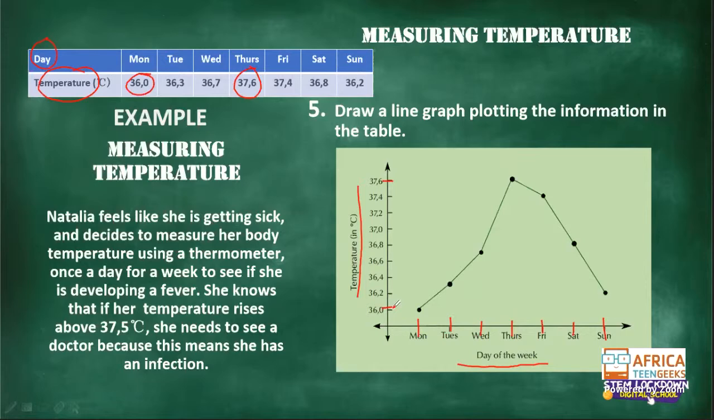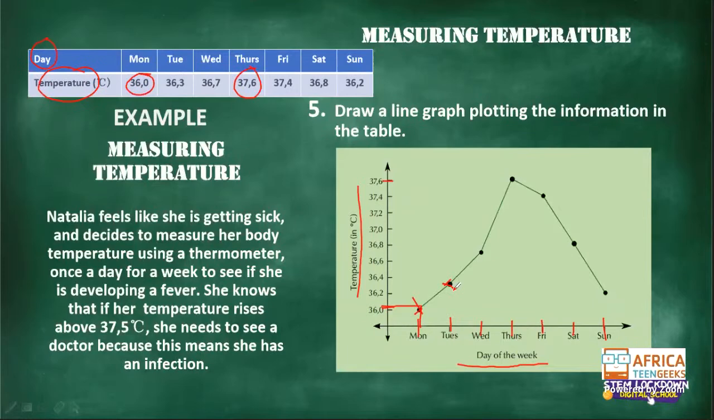So Monday, we check Monday and 36. And where they meet, we will make our mark. Then we will do the same for Tuesday, 36.3. And remember, to make it easier on yourself, you can see our temperature goes up in 2 degrees. Because if we make it too big, you're going to guess where you have to draw. So this is just a nice scale we can use.